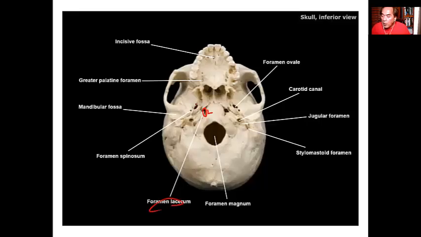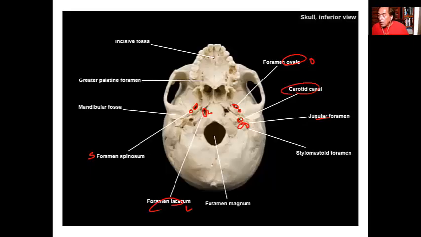Then an oval shaped hole, O, ovale. Then the next one is a small hole called spinosum. That is going to be S. So you got LOS. Now go to the posterior. You have the carotid canal, a circular hole, and then you have the hole that looks like a bean. That is your jugular foramen.